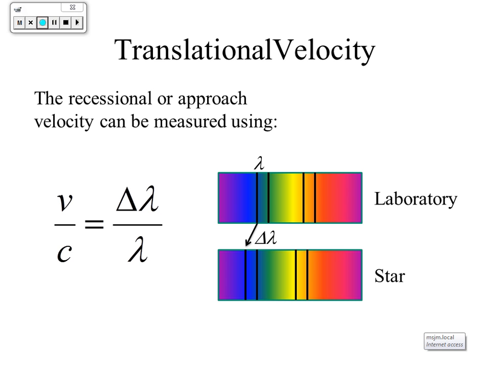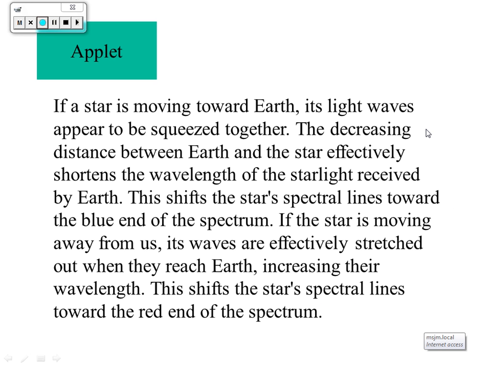Okay. Rightio, so we can do translational velocity. Translational meaning motion in space. So it's translating, it's moving in space. Are we okay with that translation? Okay. And there is an applet there you can click and use. Okay.